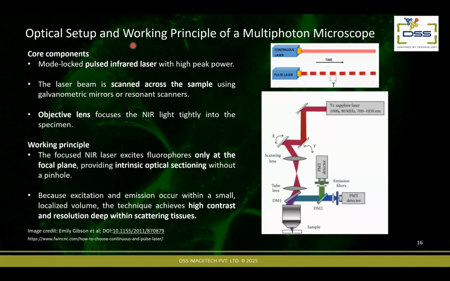So what are the optical components, and roughly what is the setup of a multiphoton microscope? So firstly, what we use is a mode-locked pulsed infrared laser with high peak power. In the confocal microscope that you might have used, you have essentially a continuous laser. But in a pulse laser, what's happening is that it is emitting light not continuously, but in pulses. And the duration of each pulse, in many multiphoton systems you can alter this, but in most cases, it is around 100 femtoseconds. And why is it 100 femtoseconds? Because in that duration, you can very efficiently send two photons to excite your sample.